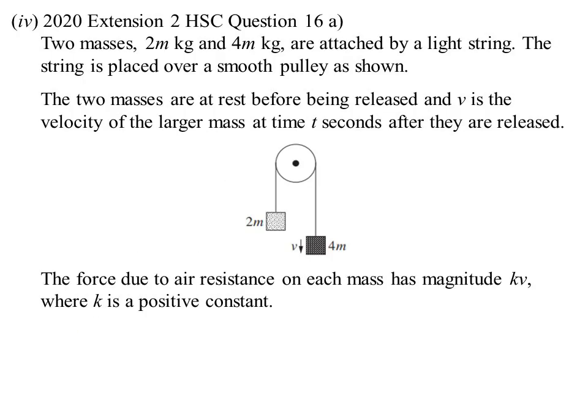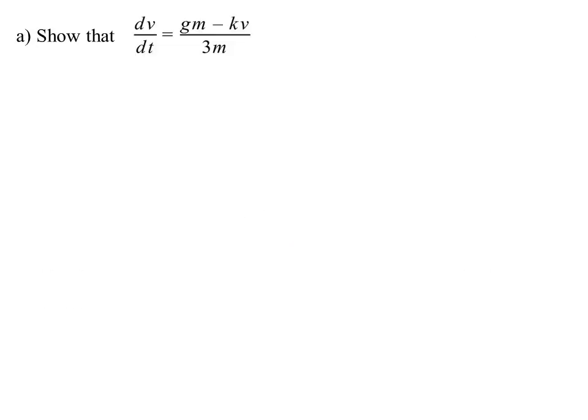Let's go back to an actual HSC question. First year again, so they had a couple of these sort of questions in that particular paper. This one was a beautiful pulley question. So the two masses are at rest. Don't use your physics ideas here. The two masses are at rest before being released. So here they are. We have to show that dv by dt is this expression. They gave it to you so that if you couldn't get it, you could use it in further parts.